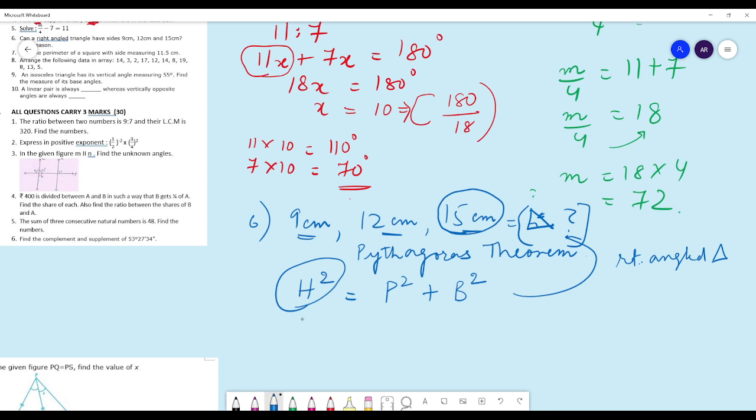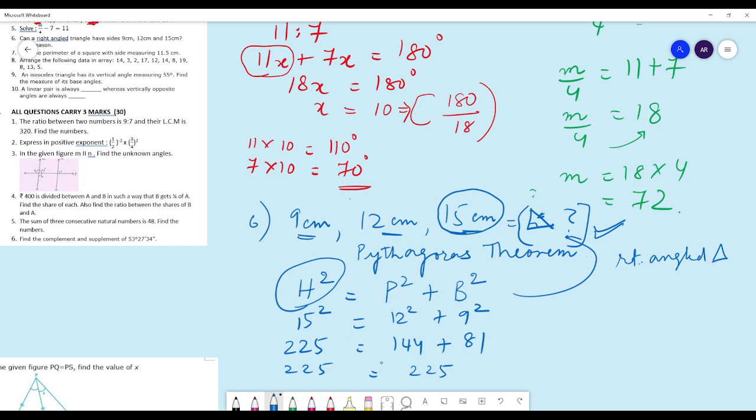Now let us put it up and see if it fulfills the condition or not. So it should be 15 square is equal to 12 square plus 9 square. So what does it come to? 15 square is equal to 225, 12 square is 144, and 9 square equals 81. When we add them up, we find that yes, 225 is equal to 225 on both sides. So that is why yes, it is a right angle triangle. It is possible to have a right angle triangle with these measurements.